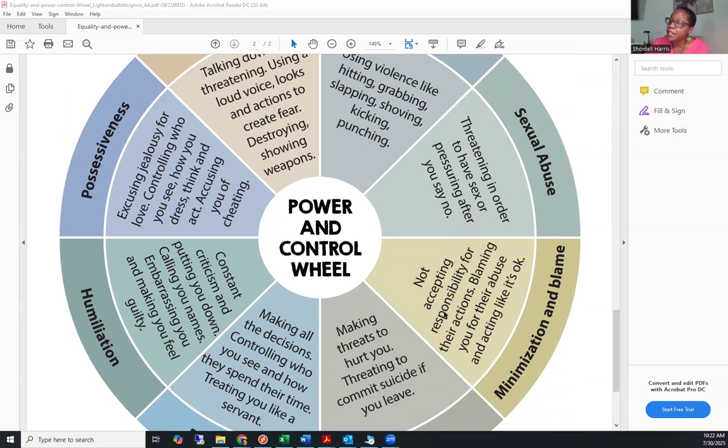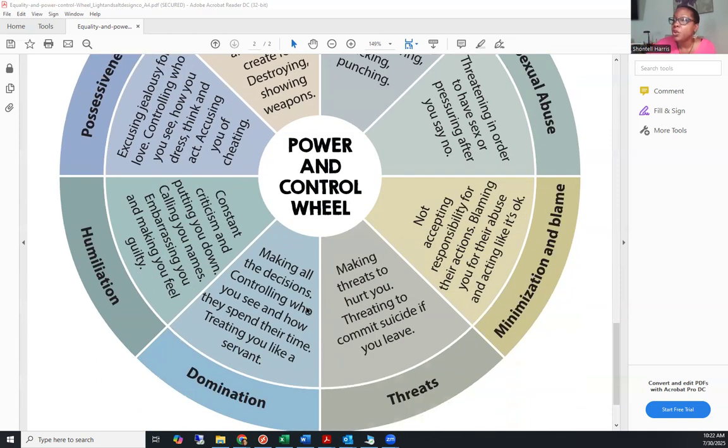Minimization and blame: not accepting responsibility for their actions, blaming you for the abuse and acting like it's okay. So when somebody is wrong, they're not admitting that they're wrong, and instead of accepting responsibility for what they did, they blame the other person. You minimize your fault in it and blame the other person because you don't want to take responsibility. You want to feel your emotion or get in contact with that to get to the truth of what the situation really is. So it's minimization and blame.